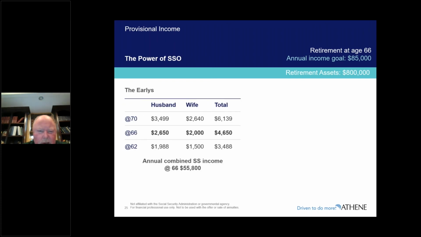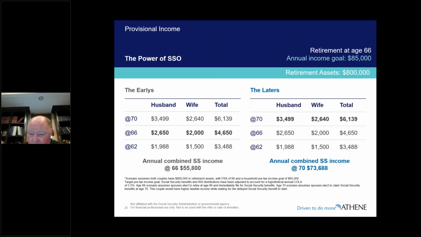So here's a quick example of that. Again, using those same numbers, the primary insurance amount of $2,650 for him and $2,000 for her. If they take benefits at 66, Social Security is going to provide $55,800 a year out of the $85,000. If they wait till 70, we know Social Security is going to provide at least 32% more. In that case, it would be $73,688.